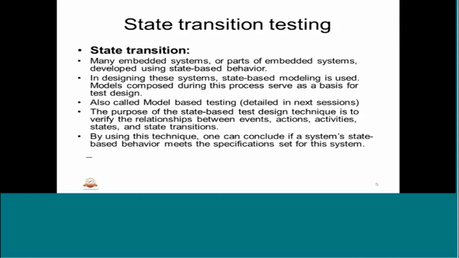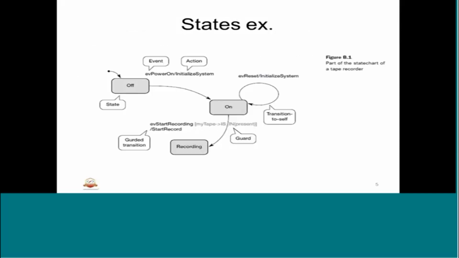State transition is purely based on the state based behavior. Mostly these state based machines or state machines are implemented in embedded systems with the help of models. So today we study about model based testing also. Before that we will try to understand what are the states that embedded systems can have and how we can test it. We took an example of a tape recorder where it can have states such as off, on, recording, etc.